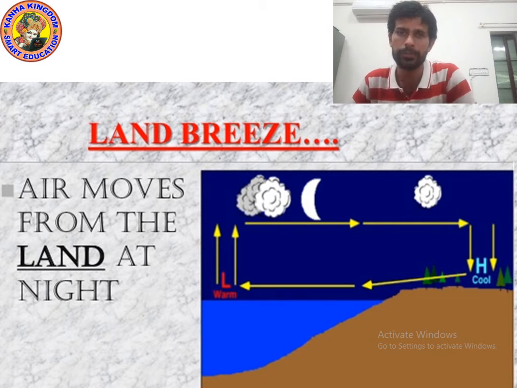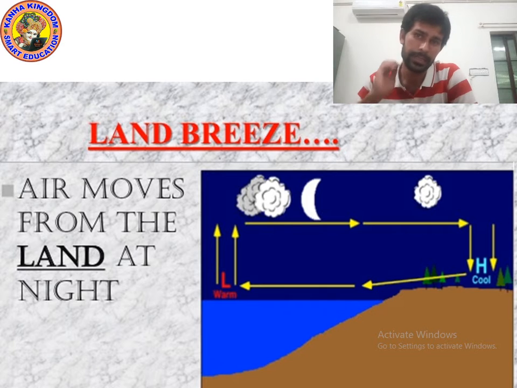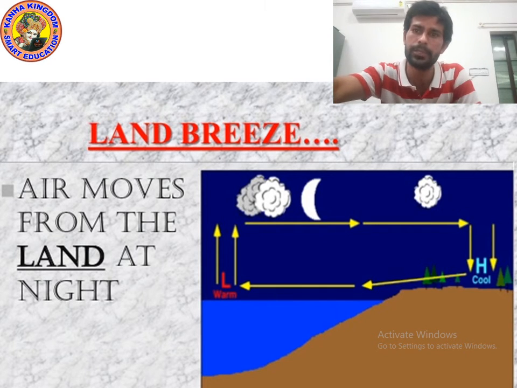Please write down. I am giving you 10 seconds and you can draw the diagram. So kids, I hope you understood what is land breeze and what is sea breeze. What is sea breeze? The process of transferring hotter air from land to sea and colder air from sea to land is called sea breeze. And what is land breeze? The process of transferring colder air from land to sea and hotter air from sea to land is known as land breeze. Now let's move on to the next point.